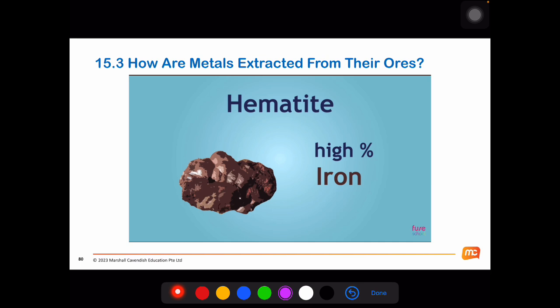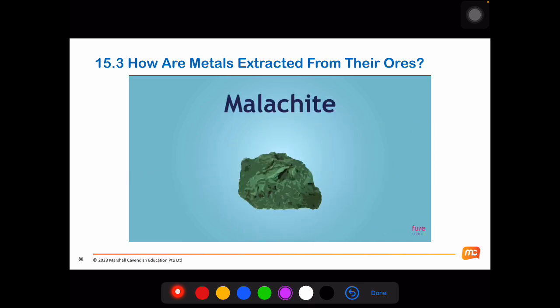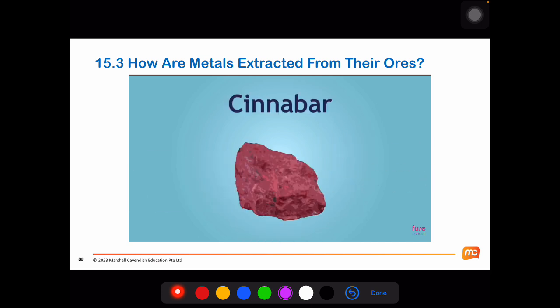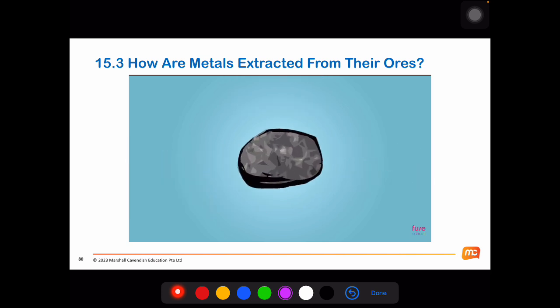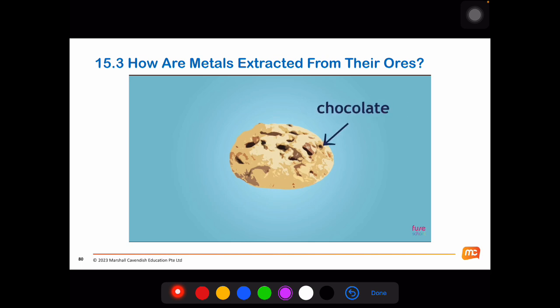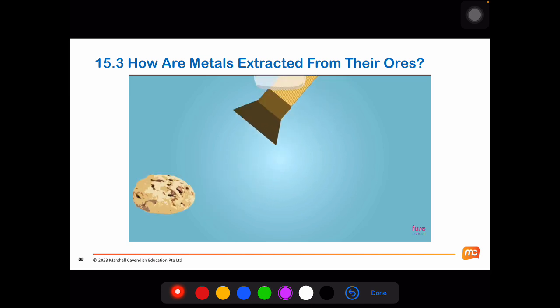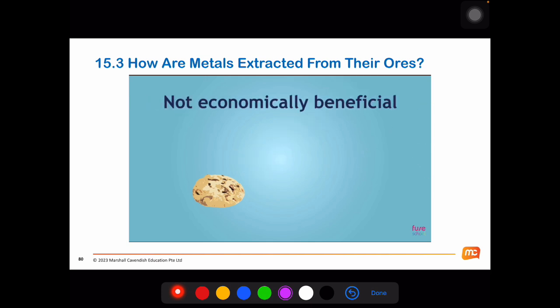The extraction of iron from hematite is done in a blast furnace. Malachite contains a high percentage of copper. Cinnabar contains a high percentage of mercury. We can think about an ore a bit like a chocolate chip cookie. We really want the chocolate. If there are more chocolate chips in the cookie, then the extraction process would be more economically beneficial, as more minerals, in this case the chocolate, can be obtained. If there are fewer chocolate chips, then the extraction process may not be as economically beneficial.